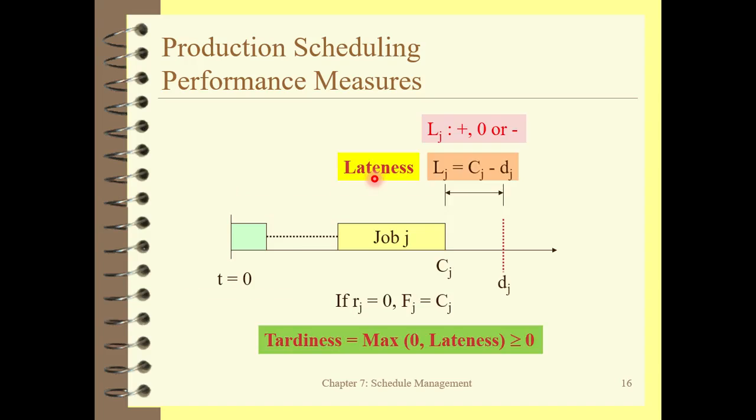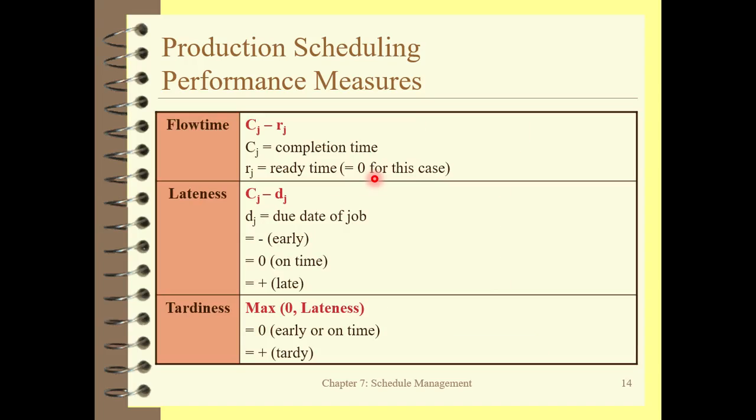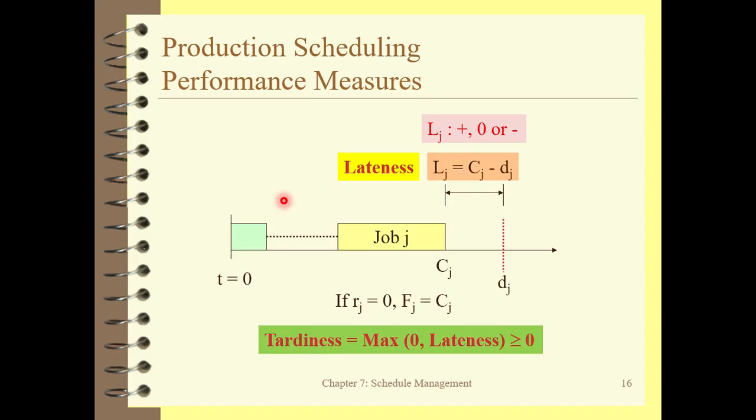Okay, this is flow time. And the second one we call lateness. Lateness is equal to CJ minus DJ, that is the completion time minus due date. Job J finished at time CJ and job J got due date DJ. So lateness is equal to CJ minus DJ.